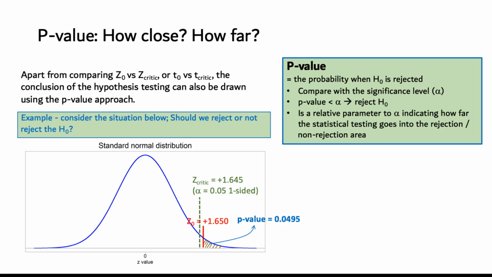To avoid these potential difficulties, the p-value approach to hypothesis testing has been widely adopted in practice. So the p-value basically is the probability when H0 is rejected. We can compare the significance level with the p-value. If the p-value is less than alpha, then we can reject the null hypothesis. Please have a look on the Montgomery book to learn more about the p-value.